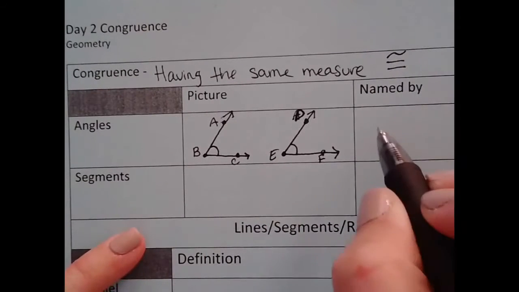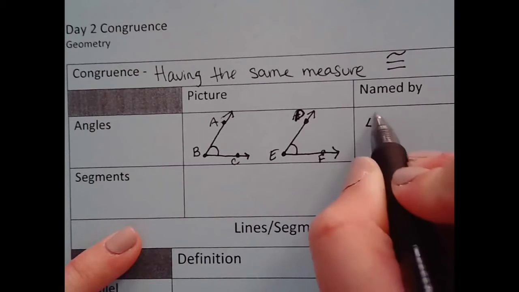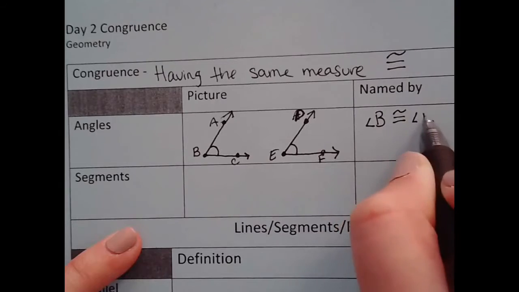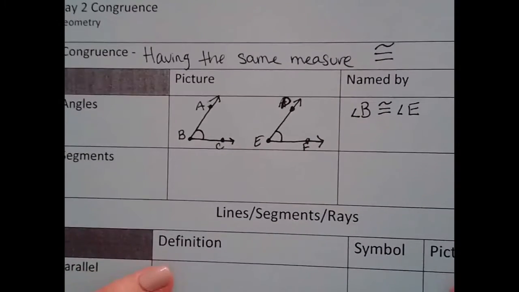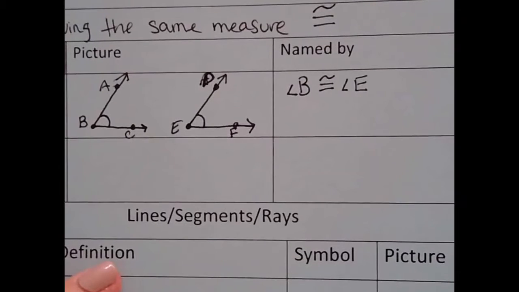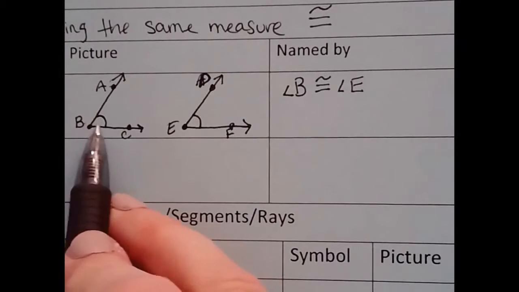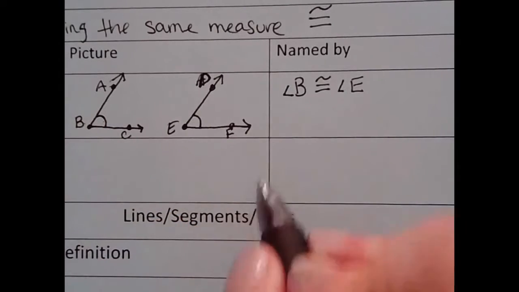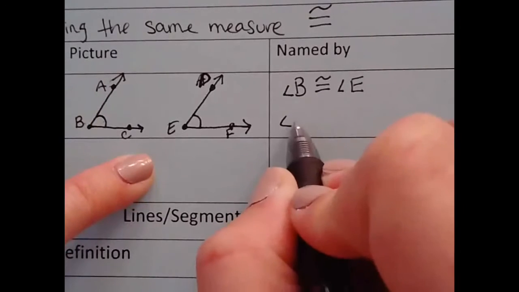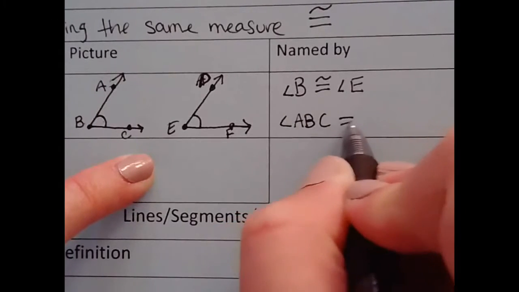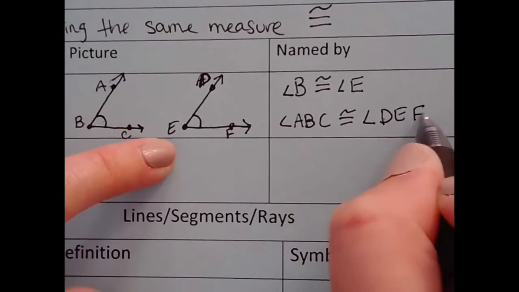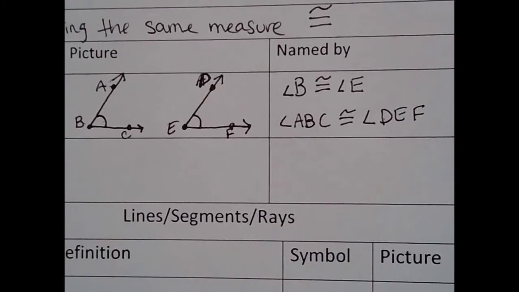So if the first one, I can say that angle B is congruent to angle E. I don't have to list all three letters. I could just do those because there's nothing else when I say angle B. I know I'm talking about this one. Or I could call it by the three letters, right? I could say ABC is congruent to angle DEF. Recognize that the vertex is the middle letter for both of those.